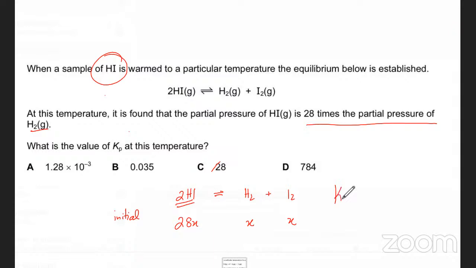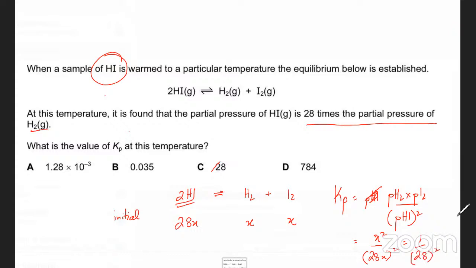So what's the expression for Kp? I have the partial pressures. It's going to be the partial pressure of H2 times I2 divided by the partial pressure of HI squared. If I do that, it's going to be X squared divided by 28X, squared. So it's going to be 1/28 squared. What are we getting? 1.28 into 10 raised to the power -3. Okay, so you're going to get this one.